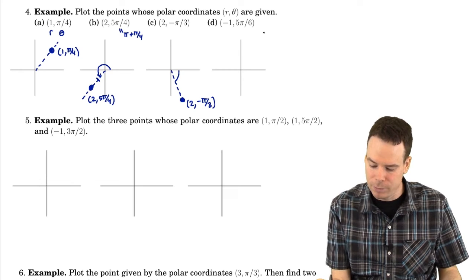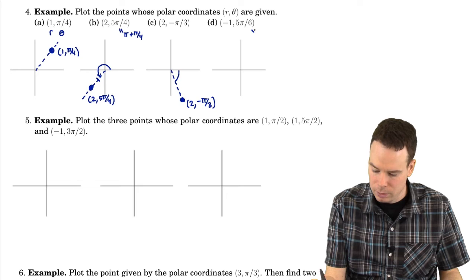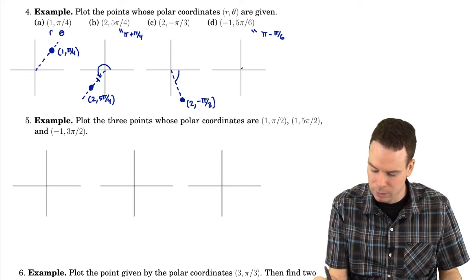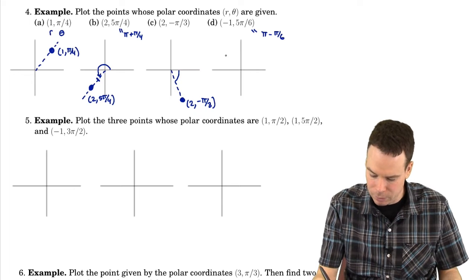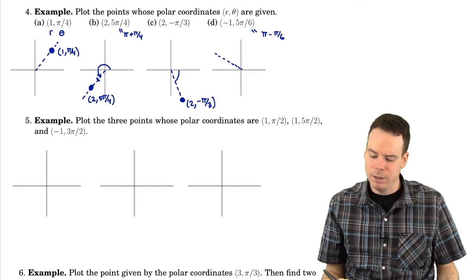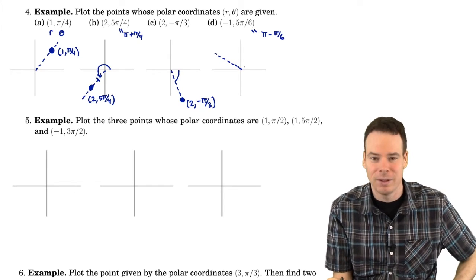So how about this last example? (-1, 5π/6). So 5π/6, we can think of that as π minus π/6. So π, backing off a little bit to π/6. Oh, but then I run into an issue. What is -1? What is -1 units along there? I want to be a distance of -1 from the pole.